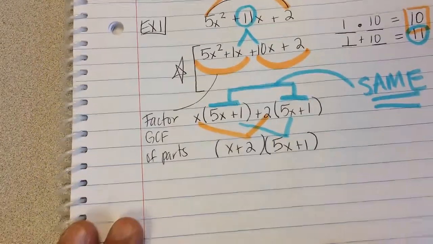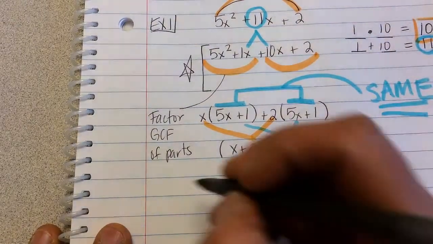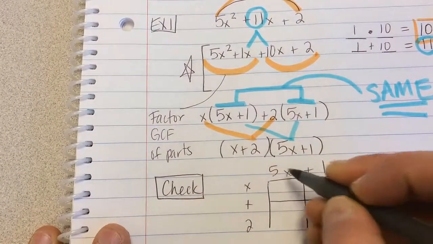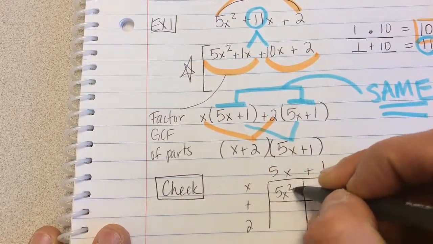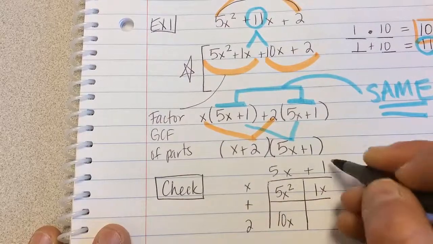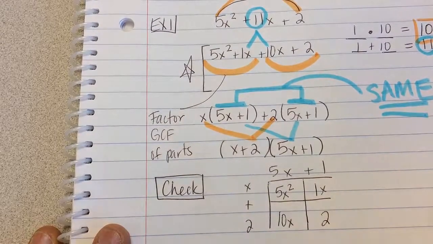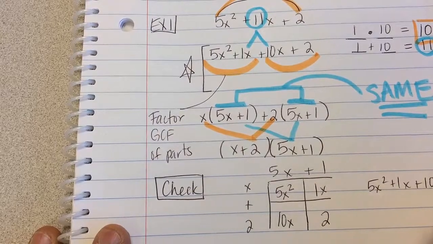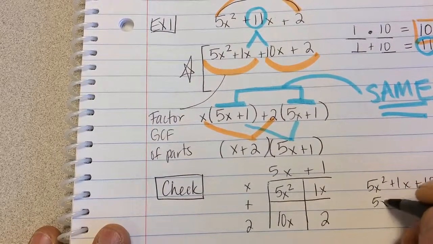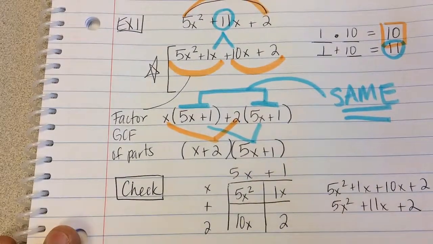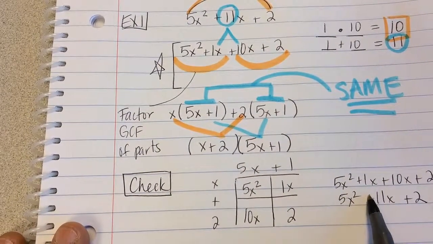Okay, so that seemed a little bit magical. So let's check it. X plus 2 and 5x plus 1. This is going to give me 5x squared, 1x, 10x, 2. So 5x squared plus 1x plus 10x plus 2, or 5x squared plus 11x plus 2, which is indeed what I started with.